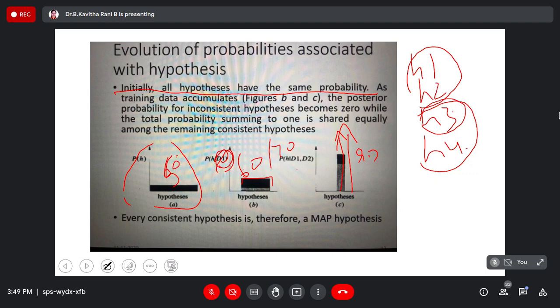As we give more data, the purity keeps increasing after the model is generated. Okay, now observing all of it, whichever hypothesis holds good for all the data is called the most probable hypothesis. Every consistent hypothesis is therefore a MAP, maximum a posteriori hypothesis.